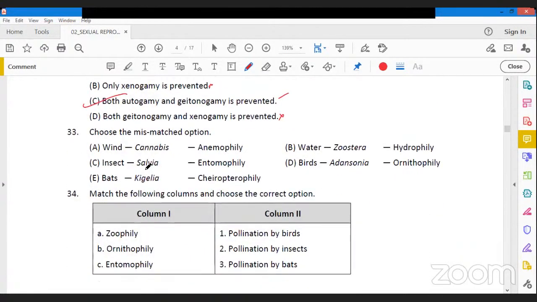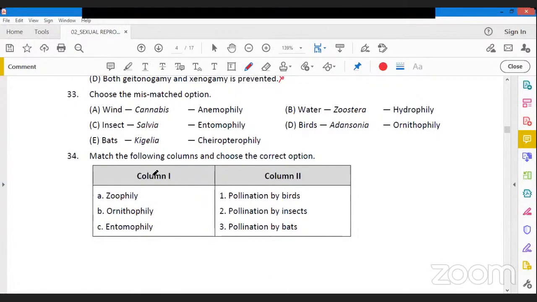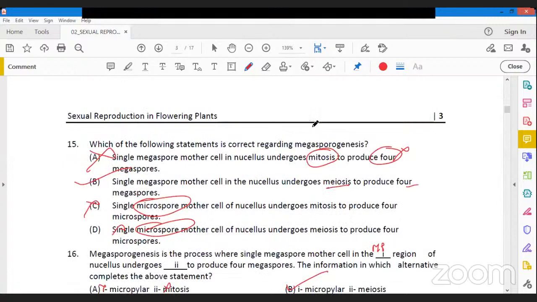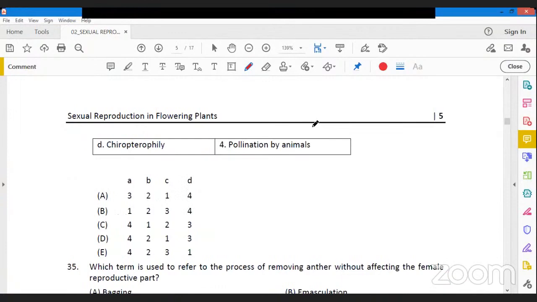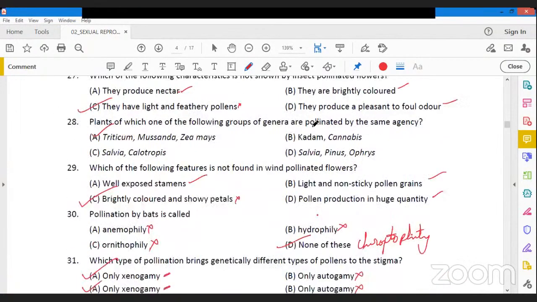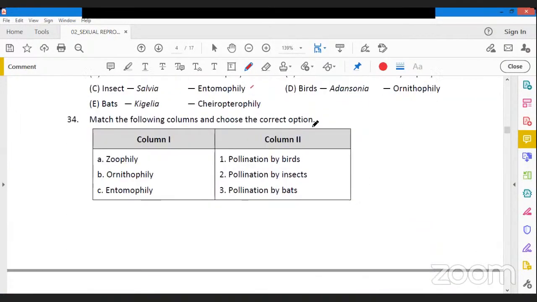Done. So next, 33rd question. Choose the mismatched option. Wind, cannabis, anemophily, correct. Insect, salvinia, entomophily, then chiroptophily. D is the correct answer, students, here. Just a minute. D is the correct answer. Next, we'll go to the next one.